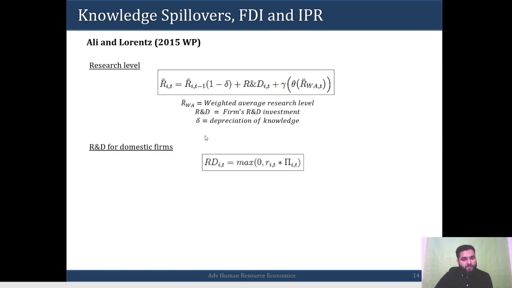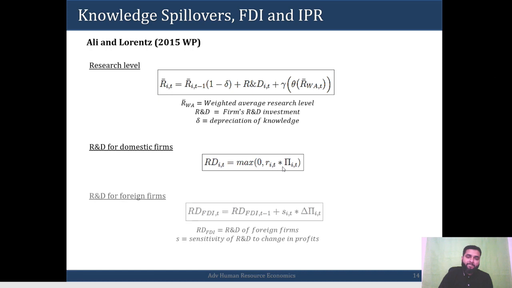And for domestic firms, as we discussed in that hierarchical diagram as well, they either invest 0 or they invest some share of the profits. For foreign firms, as explained before, it is the last year's research and development and some share of the profits as well.